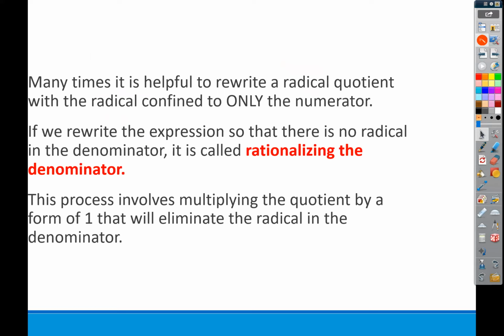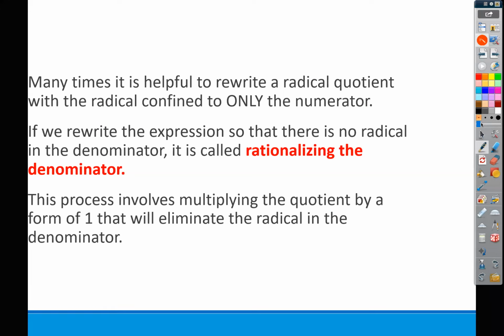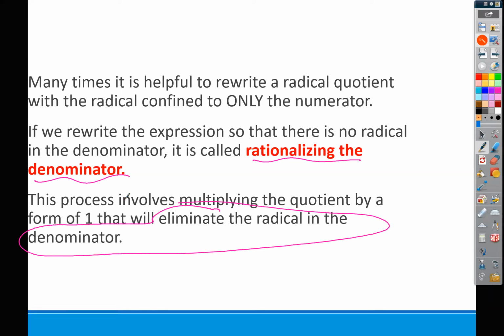Now, many times it's helpful to rewrite a radical quotient with a radical confined only in the numerator. If we rewrite the expression so that there is no radical in the denominator, it is called rationalizing the denominator. This process involves multiplying the quotient by a form of 1 that will eliminate the radical in the denominator. So you need to write this down, rationalizing the denominator, and that is the process of eliminating the radical in the denominator.